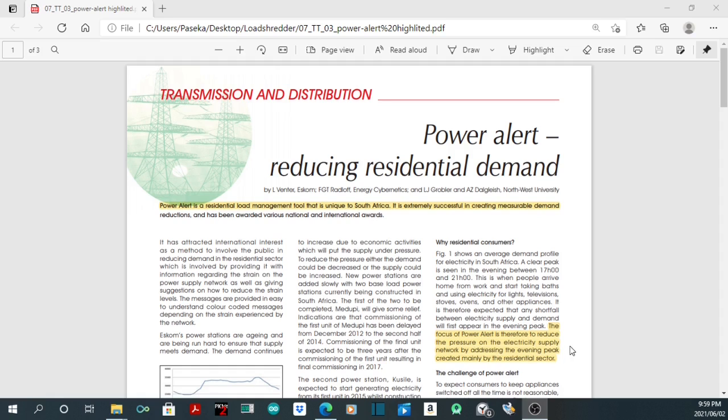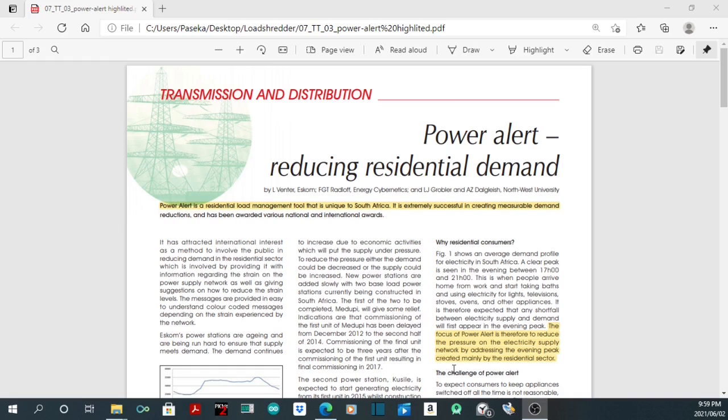So, why residential consumers? The focus of Power Alert is therefore to reduce the pressure on the electricity supply network by addressing the evening peak created mainly by the residential sector. So, again, yes, it deals with the grid edge, except that it only focuses on the residential sector and not the commercial and industrial sector.